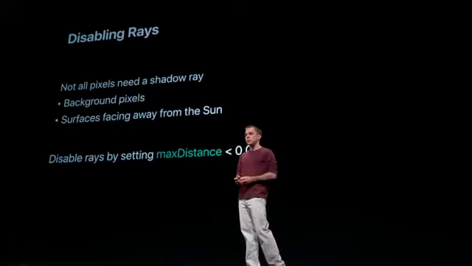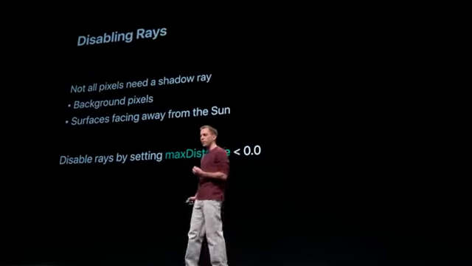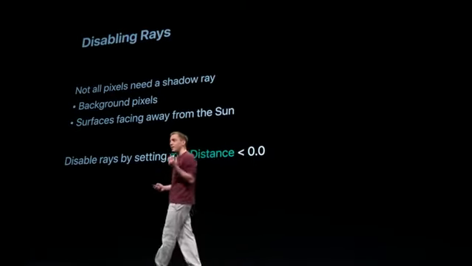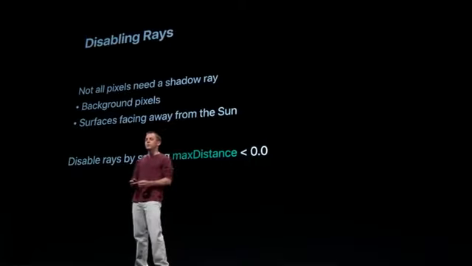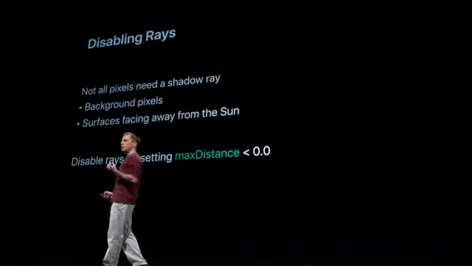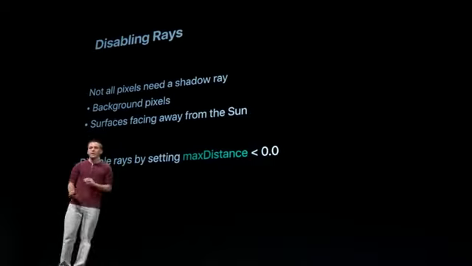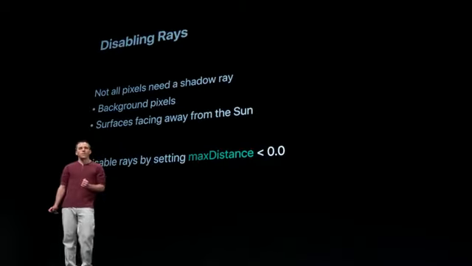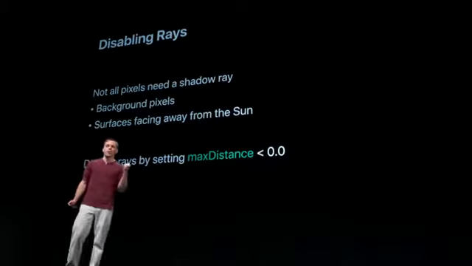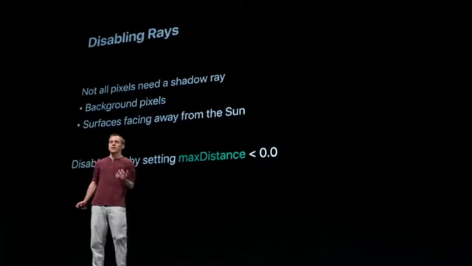So optimizing your ray storage is a great way to improve performance, but where possible, an even better way is just not to fire rays at all. Now, in the context of shadows, the reason that you might want to do this is because not all pixels need a shadow ray. For example, pixels on your background, on your skybox, or on surfaces that are facing away from the sun.